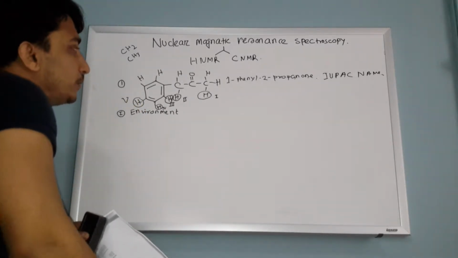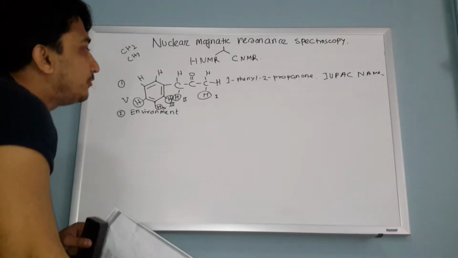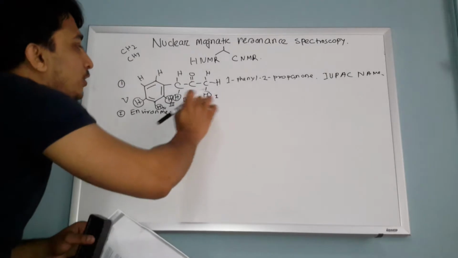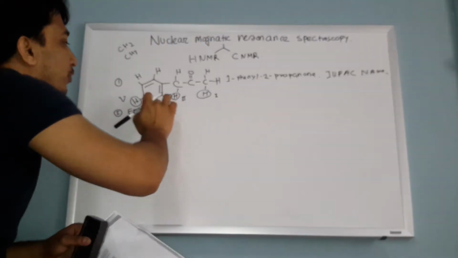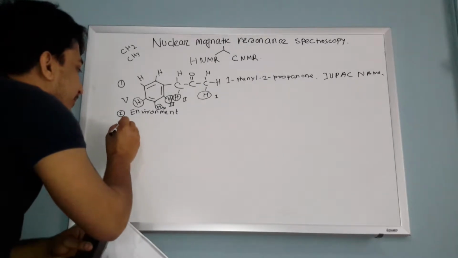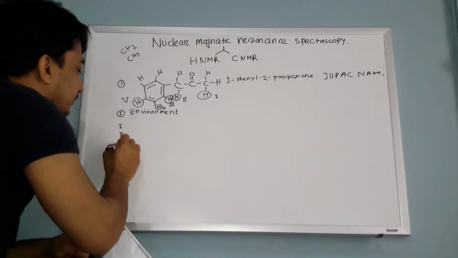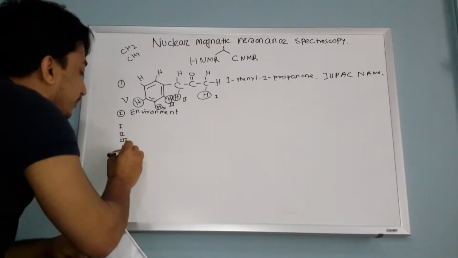Okay, so right now you find out your environment. How many environments did you find out? 1, 2, 3, 4, 5. You find out 5 environments. So you find out environment number 1, environment number 2, environment number 3, environment number 4, and environment number 5.